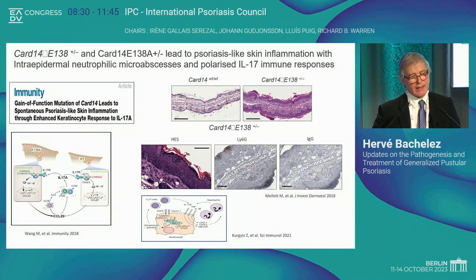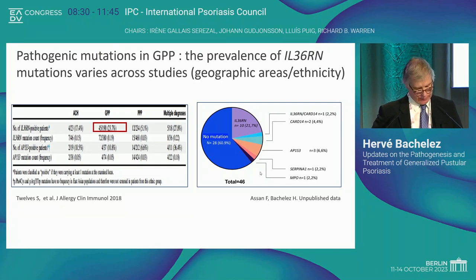And what is interesting is that the knock-in in mouse reproducing one of the heterozygous mutants leads to a psoriasis-like disease where you can see the presence of neutrophils as macroabscesses in the epidermis, and increasing the response of keratinocyte to IL-17A, at the same time with a neutrophilic signature.